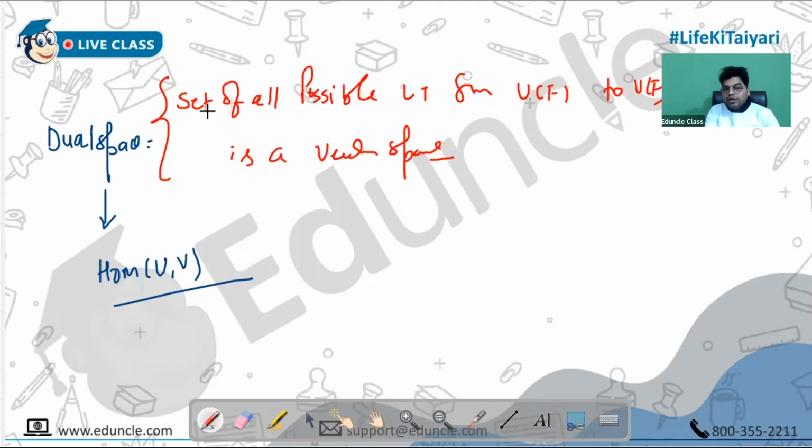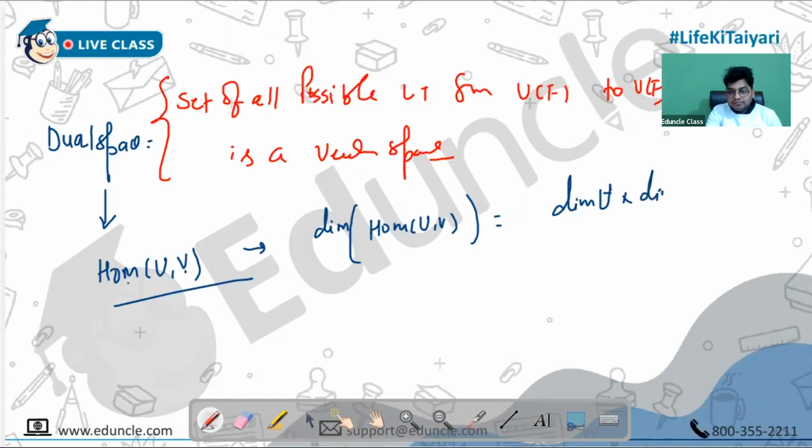So the set of all linear transformations from U to V is called Hom(U,V). And if the dimensions of the vector spaces U and V are finite, then the dimension of Hom(U,V) is equal to the dimension of U times the dimension of V, if both spaces are finite dimensional vector spaces.